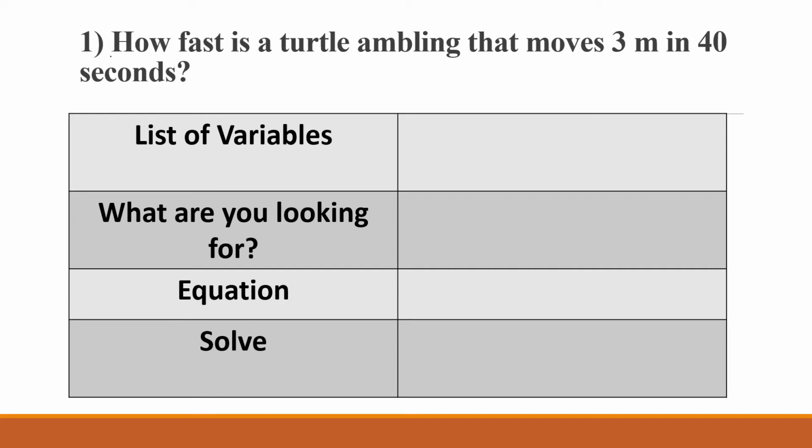This first question says, how fast? So I know I'm looking for either speed or velocity. So I know that of the 4 equations, it's either going to be speed equals distance over time, or it's going to be velocity equals acceleration times time. I don't know which one yet, but just because it says how fast, I know it's one of those two. When you read a question, you need to make a list of variables. When I say list of variables, I need you to read the question and find all the numbers.